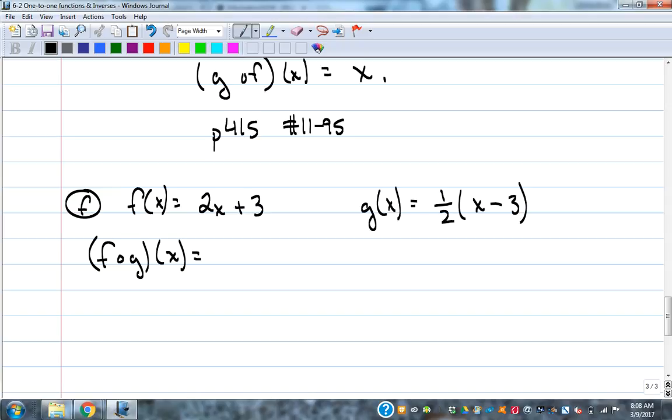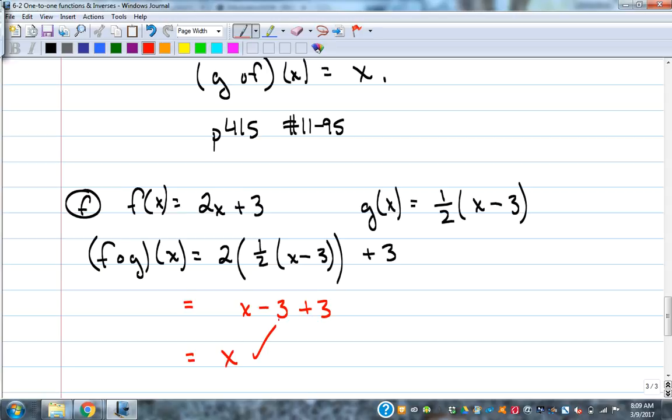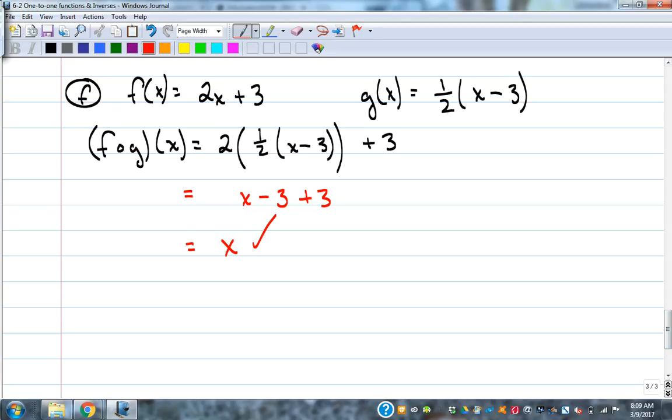So f composed with g, we did that last section, so that means we're taking g of x and replacing x with it. You can distribute the 1/2 first, or you can distribute the 2 to the 1/2. I want to distribute the 2 to the 1/2 because it cancels out, so that I get x minus 3 plus 3, which is x. That's one direction. To prove it, you gotta do the other direction.